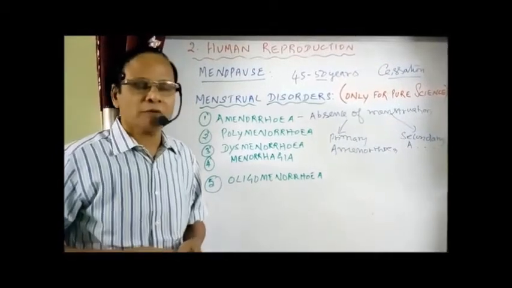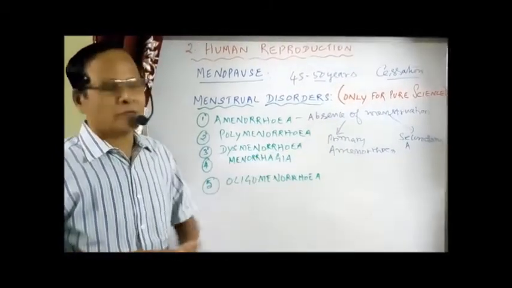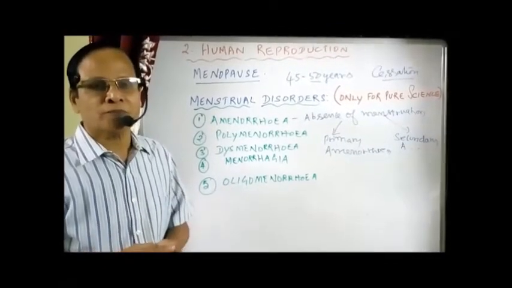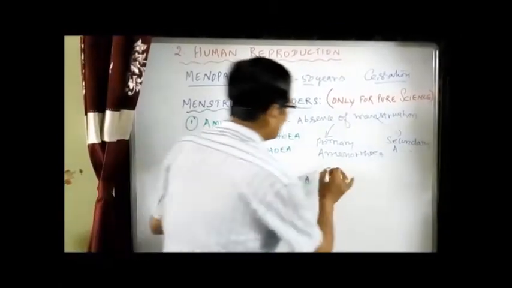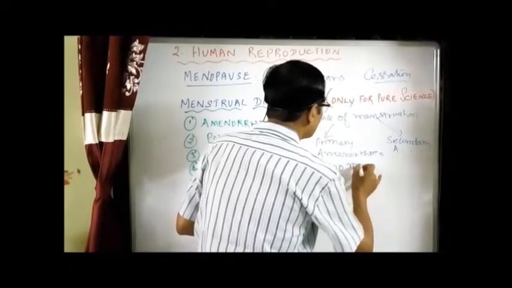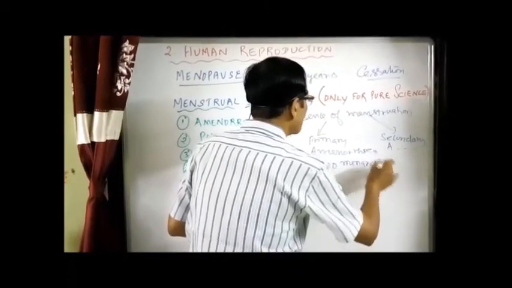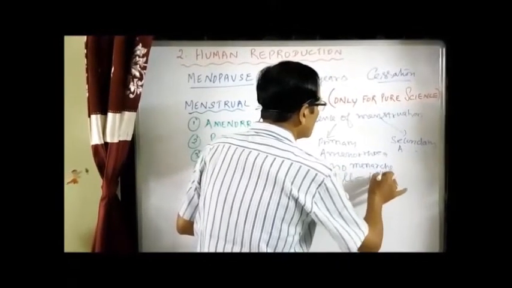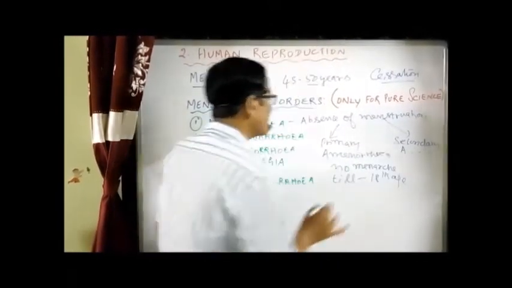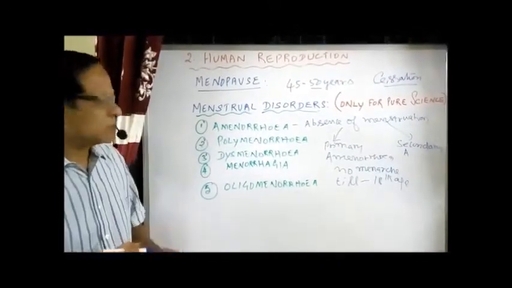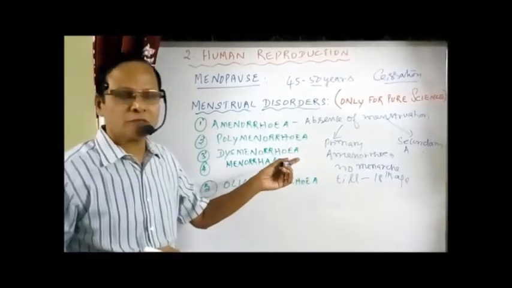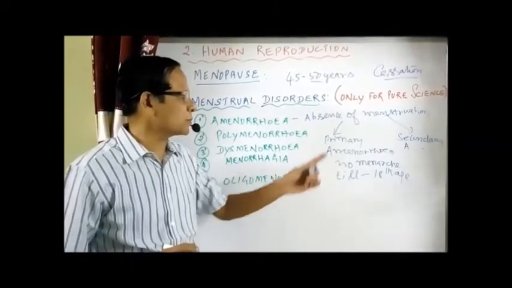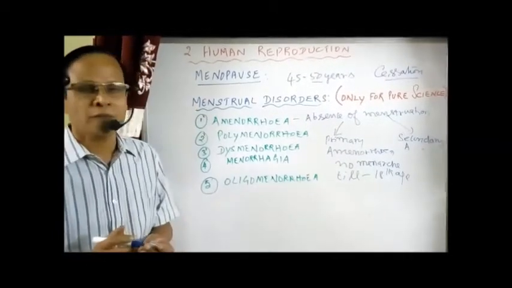What is primary amenorrhea? If there is no menarche, that is, puberty, till the age of 18, then it is called primary amenorrhea. Menarche means attaining puberty. If there is no menarche till the age of 18, that is called primary amenorrhea.